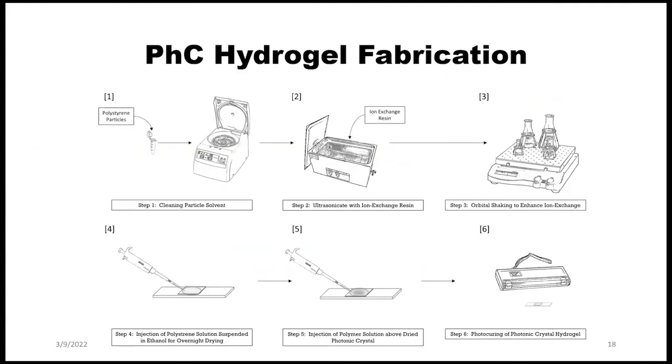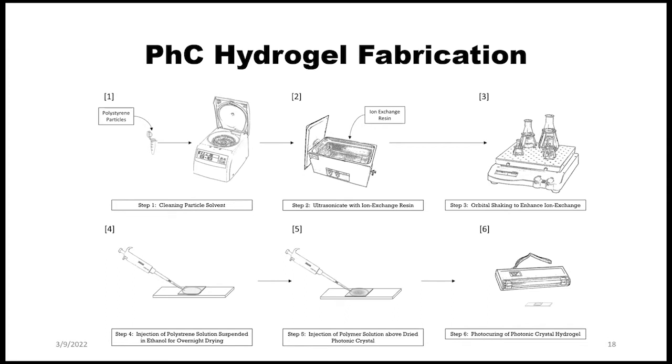So here is a brief description of how the gel is fabricated. First, we use polystyrene particles. We clean the particles, and then we use the ultrasonicator to prevent the aggregation of the particles, and treat the particles with resin to increase the ion exchange.